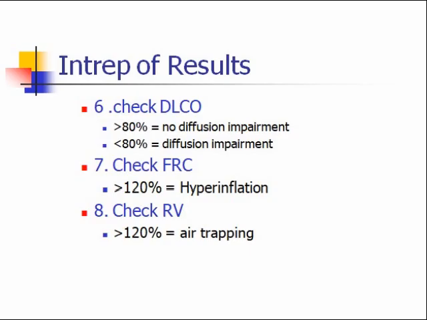If you have a measurement that shows greater than 120% of predicted, then that means the FRC is excessively large, and we call that hyperinflation. Now, you check the RV. If that's greater than 120%, that indicates air trapping, meaning you have a larger than normal trapped amount of air that you cannot exhale out.